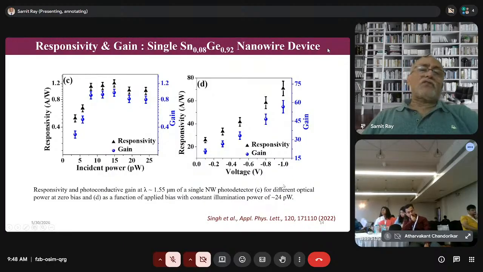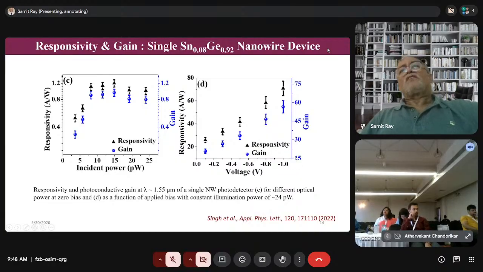And this characteristic is now much better than a pure germanium nanowire. Just come to this curve of responsivity as a function of voltage. Remember, earlier we got 5.5 amperes per watt at -4 volts. Now we can get more than about 60 amperes per watt at about -4 volt. So there is a huge advantage in absorption, with high responsivity and high gain. This has been possible because germanium-tin is now almost like a quasi-direct semiconductor, and the absorption coefficient is much higher compared to germanium.